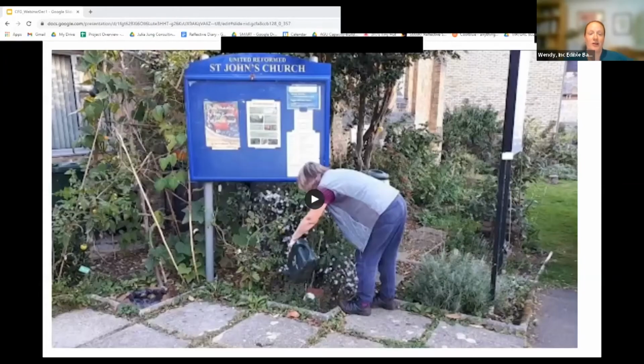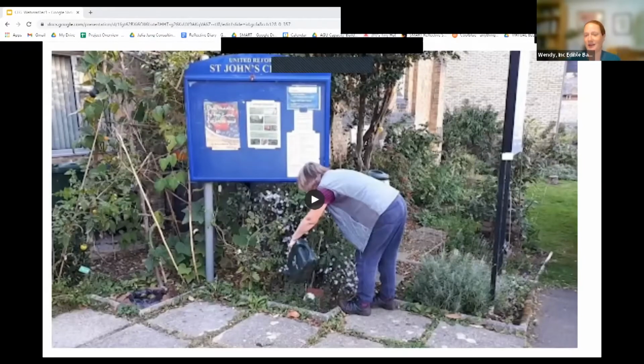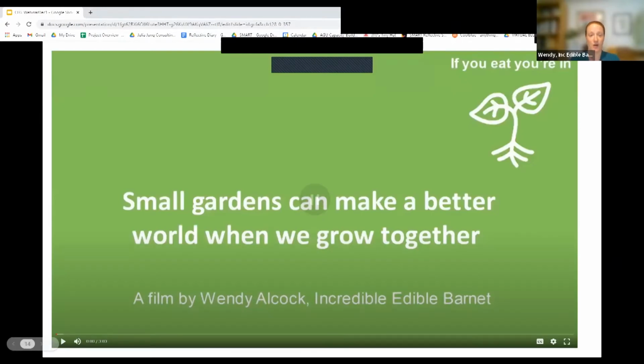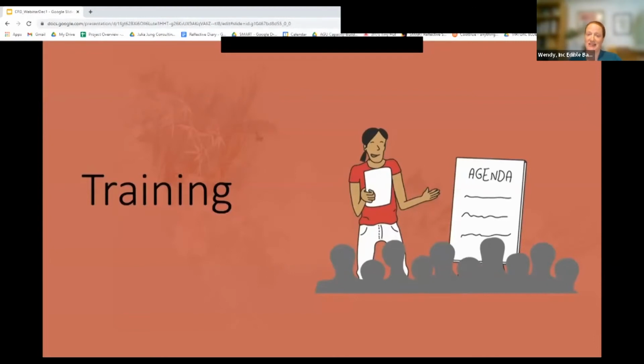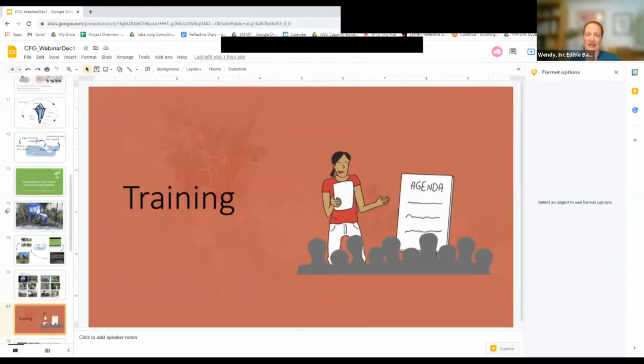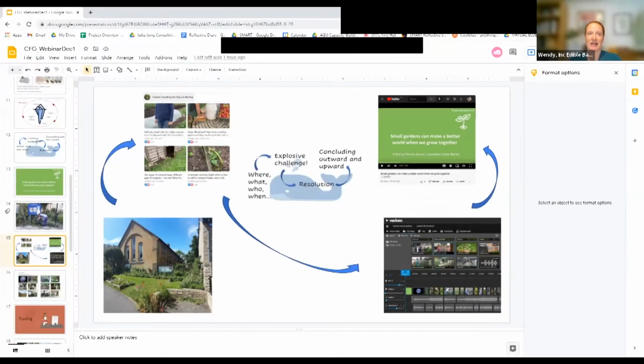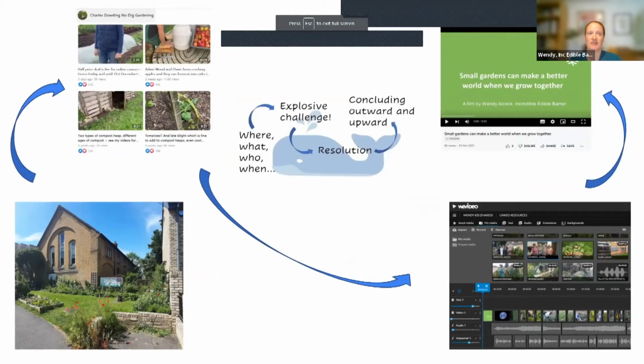So if you can put those slides back up, Julia. I try to follow the whale template to tell my story about who I am and why I took part in the course. So I'm Wendy. I started Incredible Edible Barnet a few years back, and it's evolved slowly because I realised my personal capacity is not huge and I need to manage what I can do.